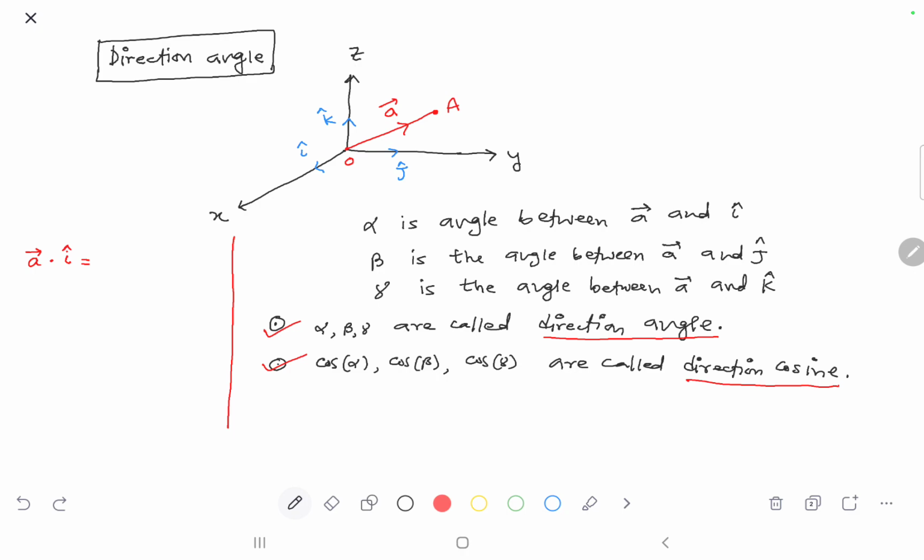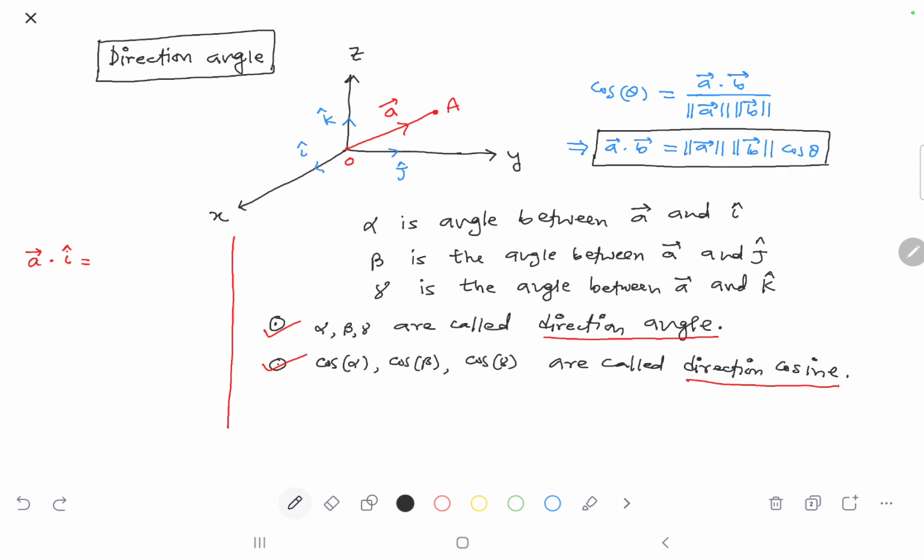Let me write down what we know. We know cosine theta equals vector A dot vector B divided by the magnitude of vector A and the magnitude of vector B. So you can write A dot B equals the magnitude of A times the magnitude of B times cosine theta. Any questions so far about this expression?